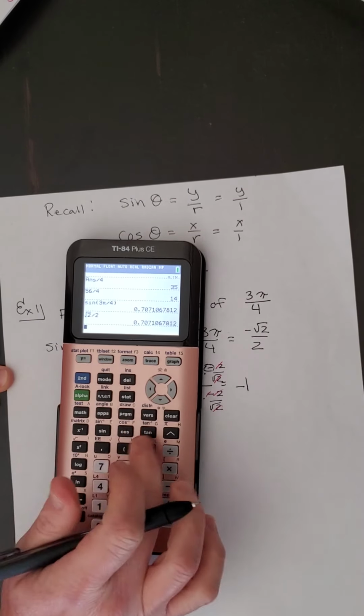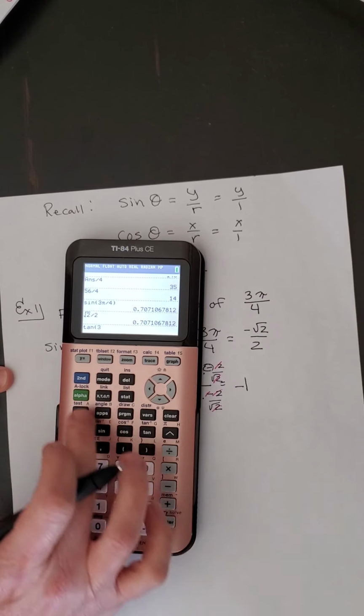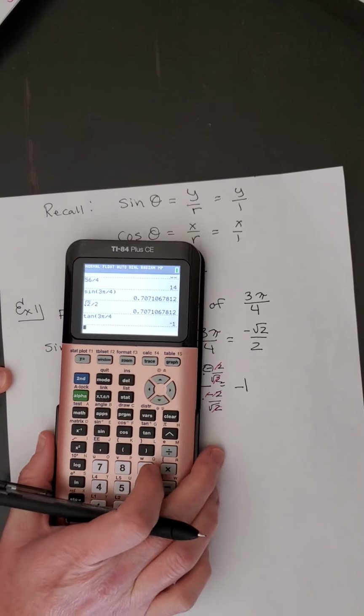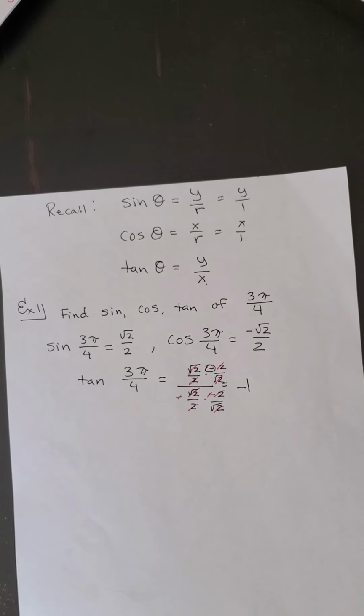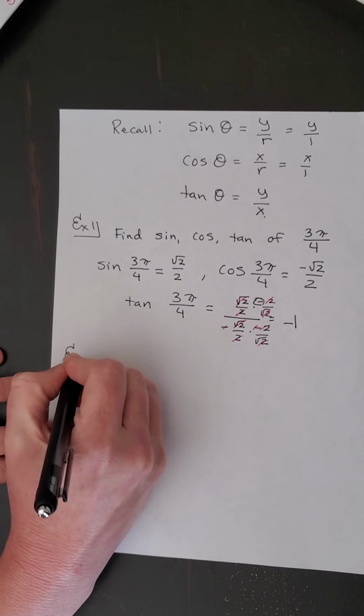Tangent's a pretty cool one. We'll see that one easily. So tangent 3 pi over 4. We should get -1, and we do. So you can also verify that you've done it correctly using a calculator. All right, let's do another example.